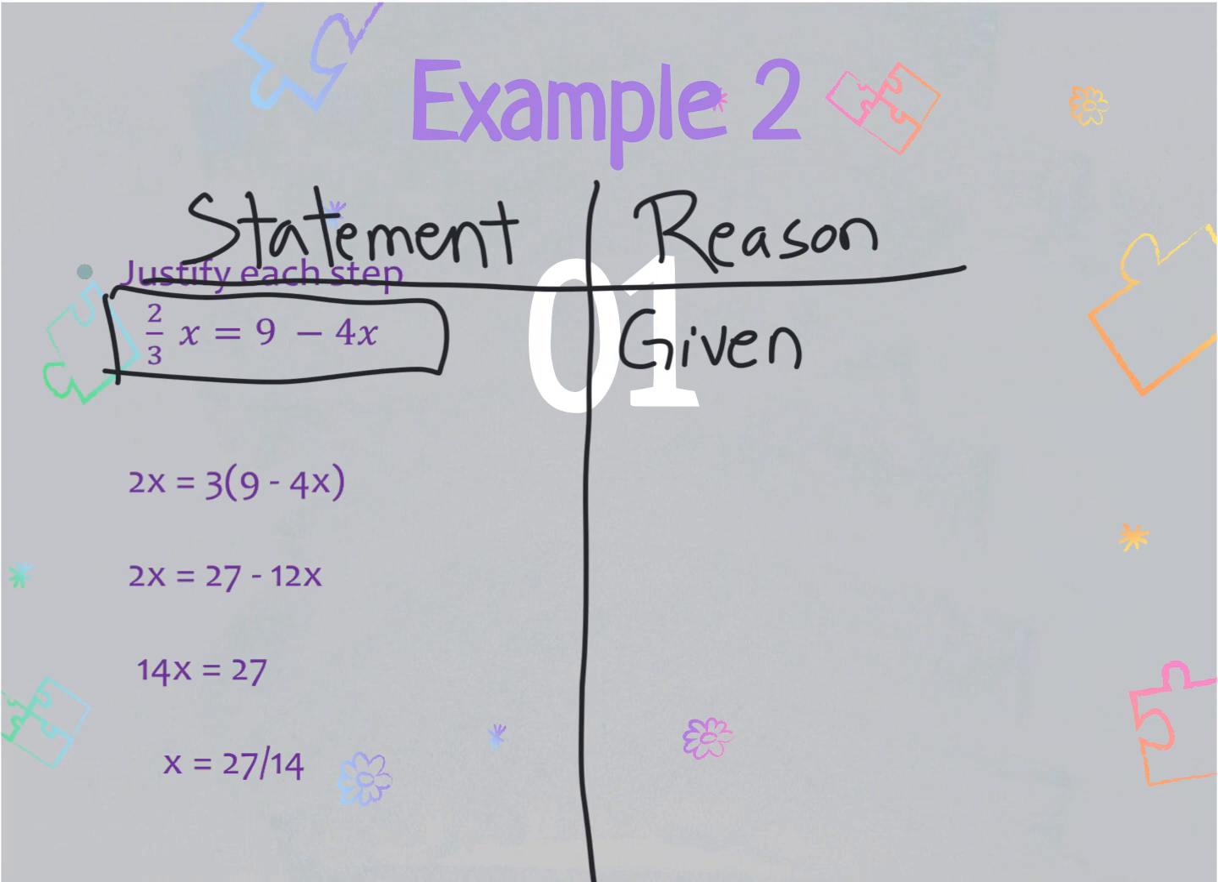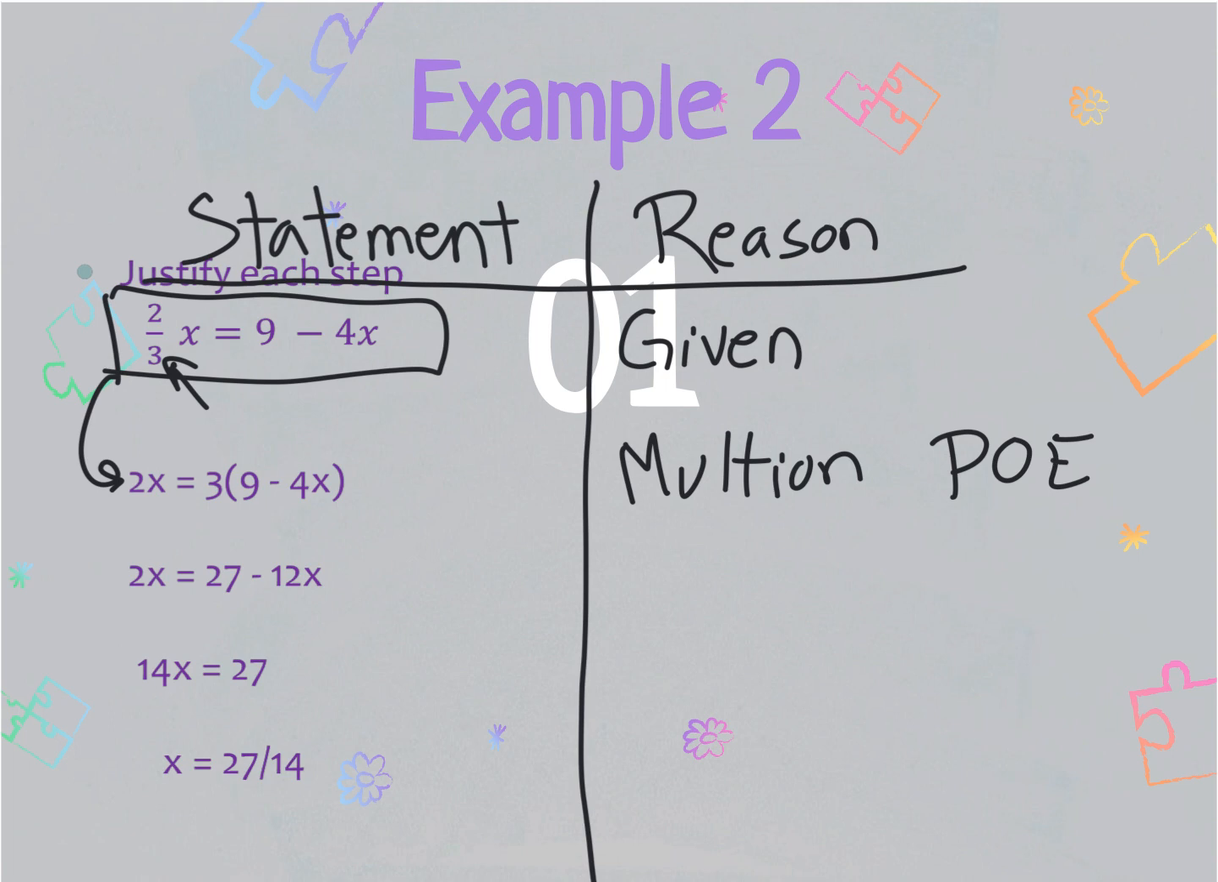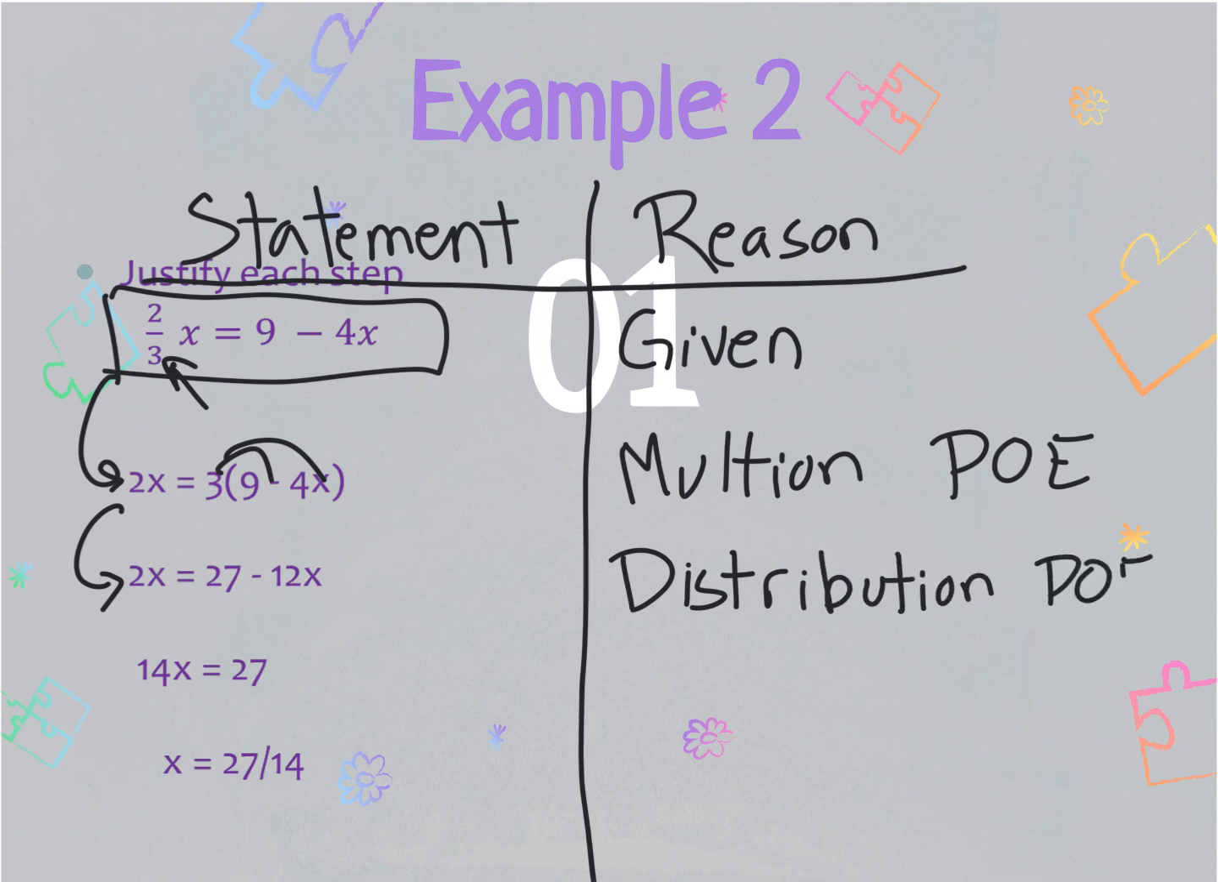First of all, from the first step to the second, to get there, all they did was multiply the whole equation times 3 because they wanted to get rid of this fraction. In doing that, we're going to get the multiplication property of equality as a second step. Now, from the second to the third, they distributed this 3, so it's a distribution property of equality.